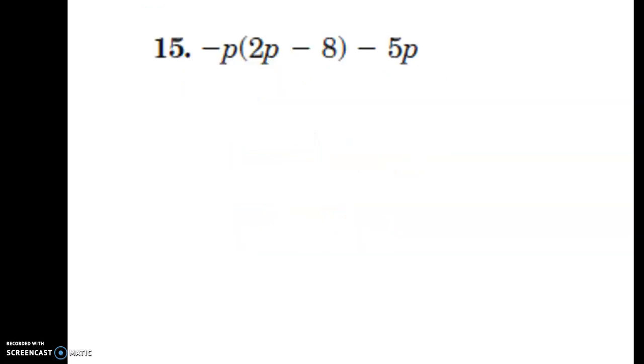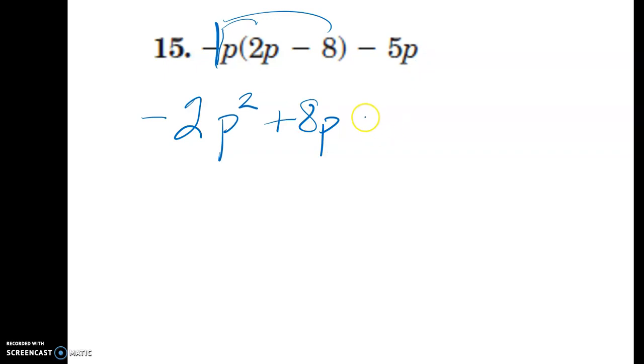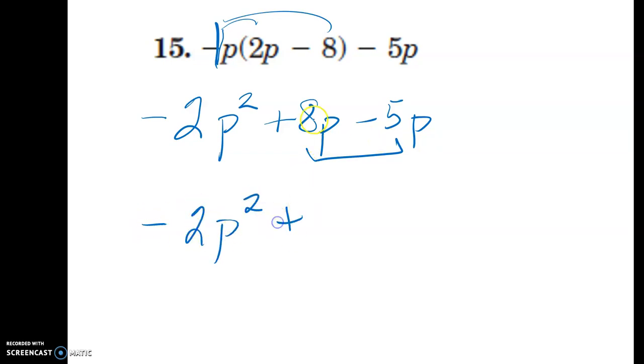Let's try another one. I have negative p that I'm going to distribute through the next two terms. So this gives me a negative. Remember the implied 1 out there. So that's negative 1 times 2, which is going to give me the negative 2. P times p is p squared. That negative p and that negative 8, that negative times a negative is going to give me a positive 8p. Bring down that negative 5p. Collect those things together that are alike, so negative 2p squared plus 8 minus 5 is 3p. Final answer.